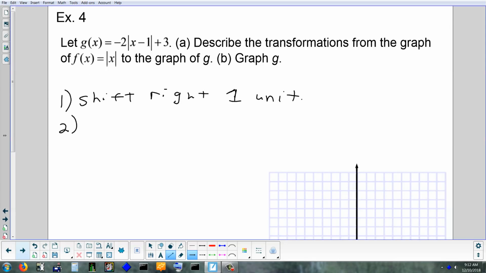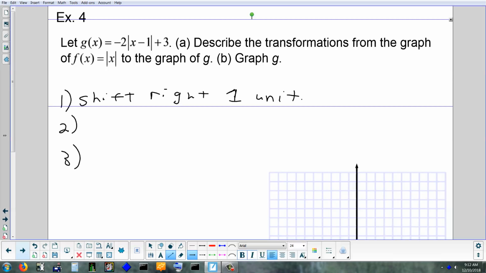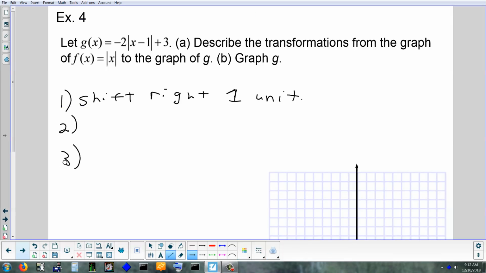What's the next number we look at? The negative 2. The negative and the 2 are two separate things. The negative is doing something, and the 2 is doing something. What's the 2 doing? We've seen that in a couple problems today. It's multiplication, so what kind of transformation is that? Stretch, which way? Vertical stretch by a factor of 2.